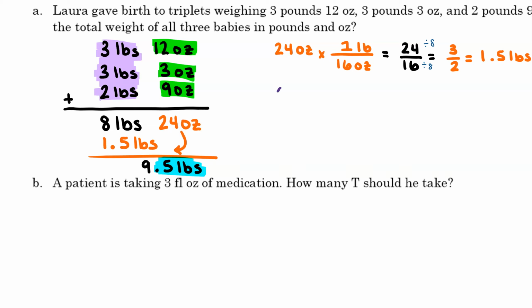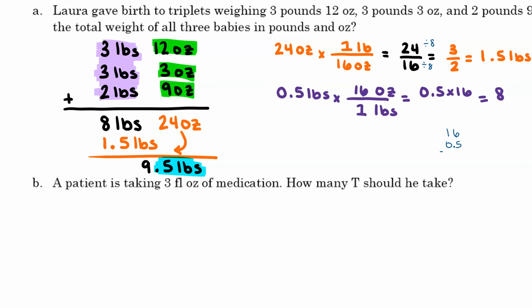So I have 0.5 pounds times, now I'll need pounds on top, pounds on bottom and ounces on top. So we know 1 pound is 16 ounces. So the math that's happening is 0.5 times 16. Now that is 8. But again, if you need to write that down, write it down. 16 times 0.5.